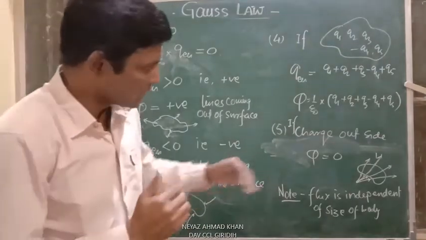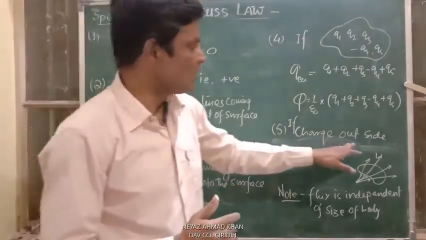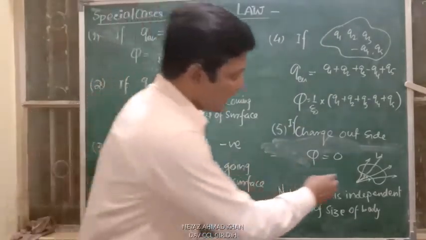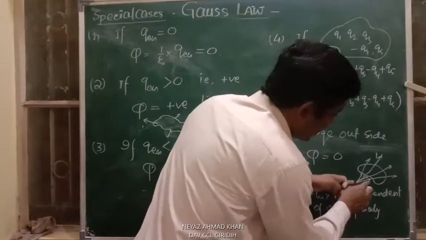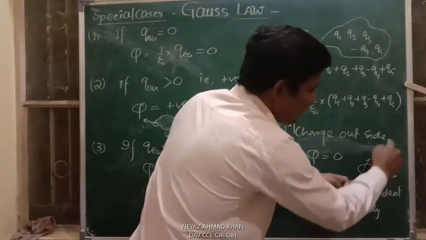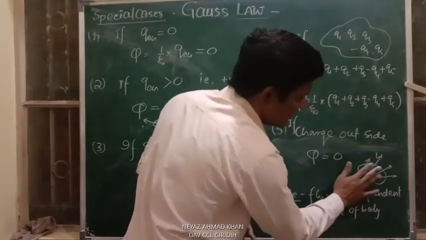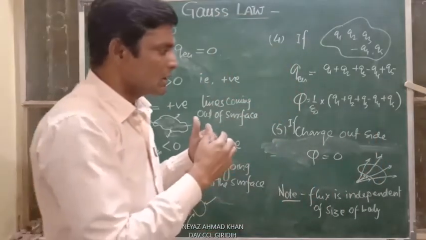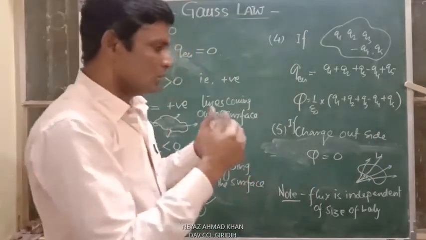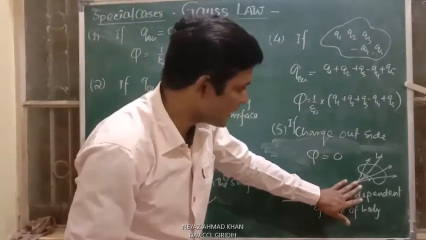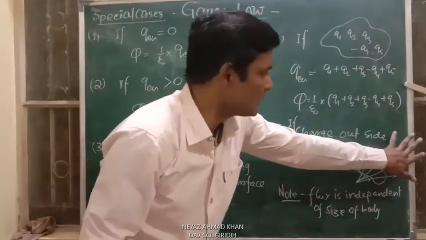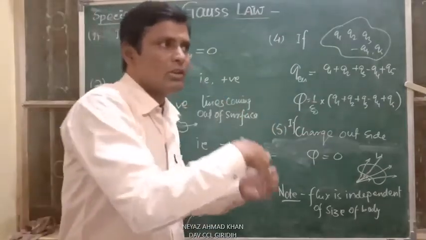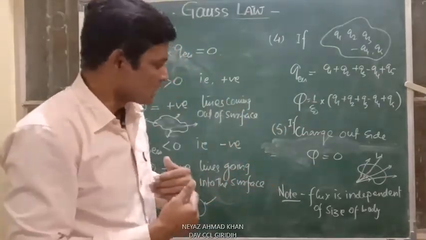Third one, the last one, if the charge is outside of the body, then you can see the lines are going into the body, but they are coming out of the body also. So the number of lines entered is 4, and the number of lines coming out is again 4. So these are the negative flux, and these are the positive flux. So the inward and outward flux cancel out each other.